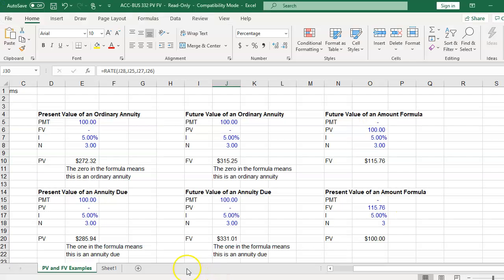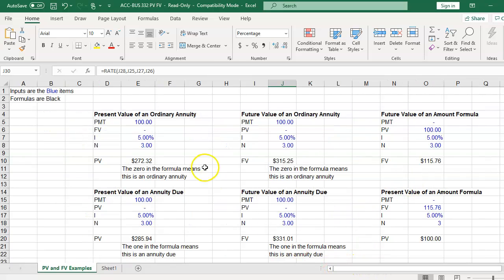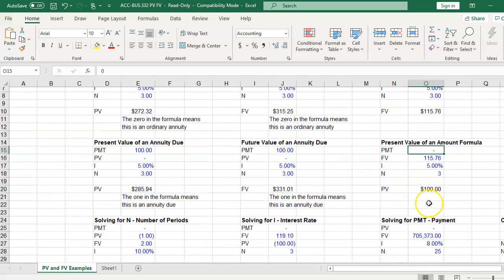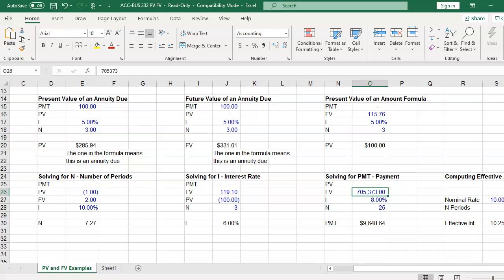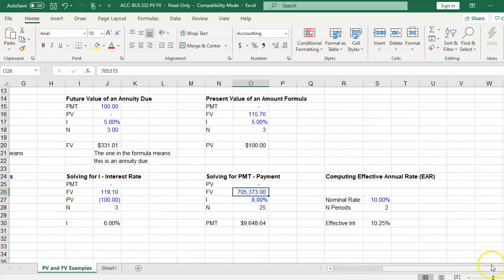So go to my Excel file right here, and it's organized a few different ways. I've got present value ordinary annuity, present value annuity due. I've got future value ordinary annuity, future value annuity due. Then I've got future value of simply an amount, and present value of an amount. And I've got a few odds and ends at the bottom: solving for the number of years, solving for interest rate, solving for payment. And then the last one is computing what they call the effective annual interest rate.